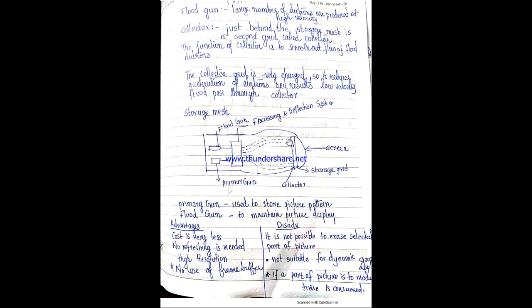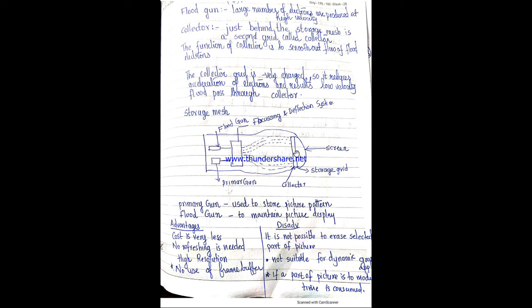The function of this collector grid is to smooth out the flow of flood electrons. The flood gun continuously passes electrons at a very high speed. The role of the collector is to smooth out this flood of electrons and pass it through the storage grid, which makes the picture display. It does this because the collector grid is negatively charged, so it reduces the acceleration of the electrons, and only a low velocity flood passes through the collector.